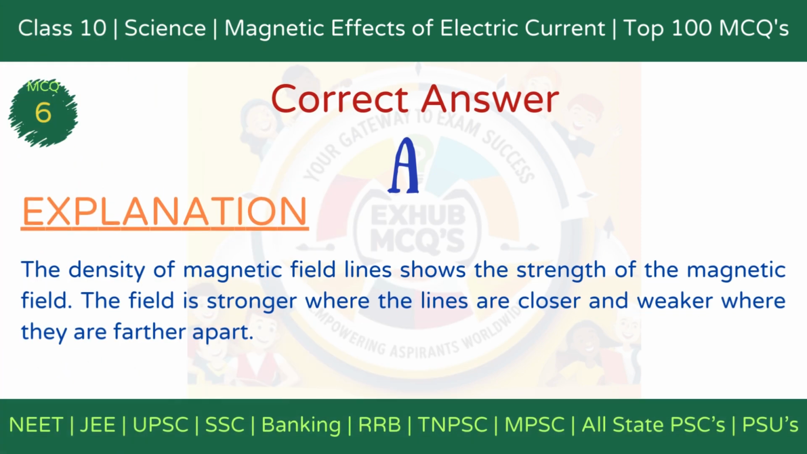The correct answer is option A. Strength of the magnetic field. Explanation. The density of magnetic field lines shows the strength of the magnetic field. The field is stronger where the lines are closer and weaker where they are farther apart.